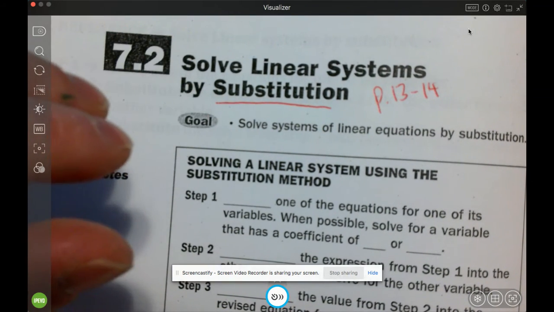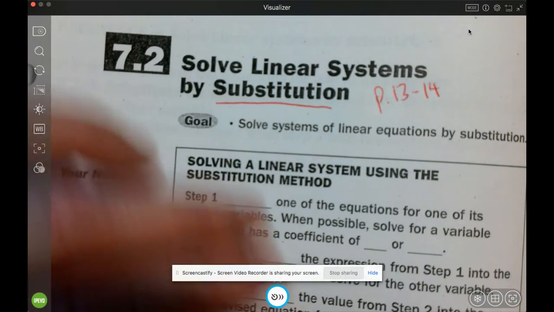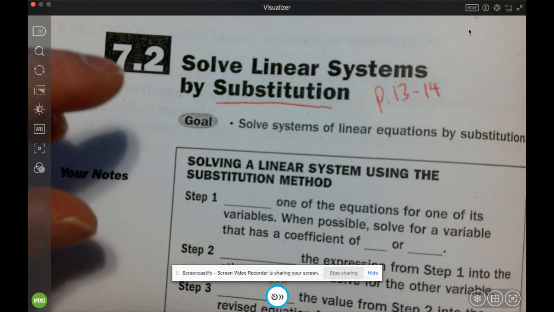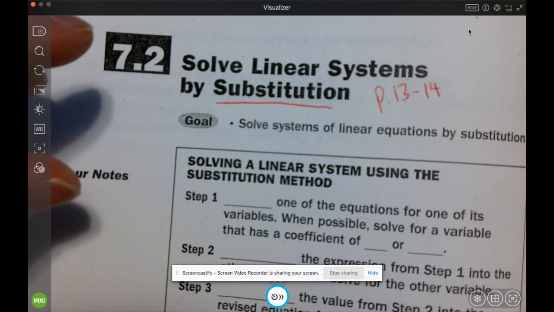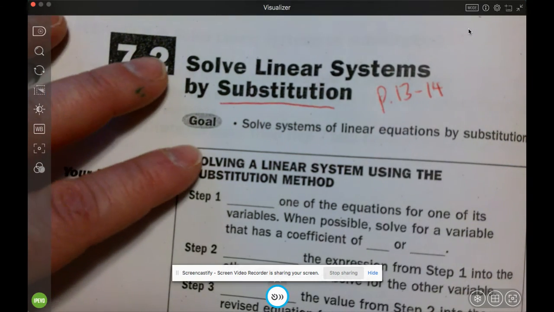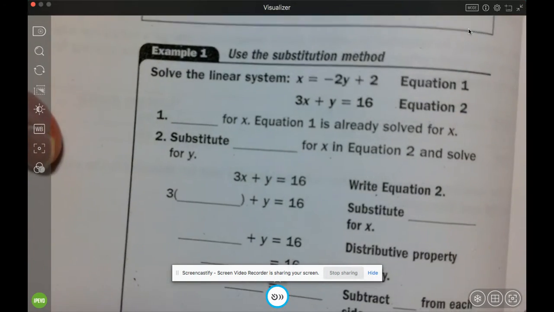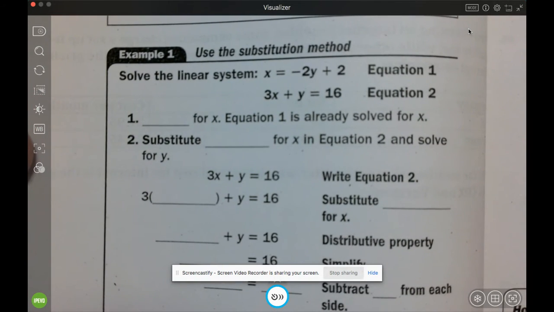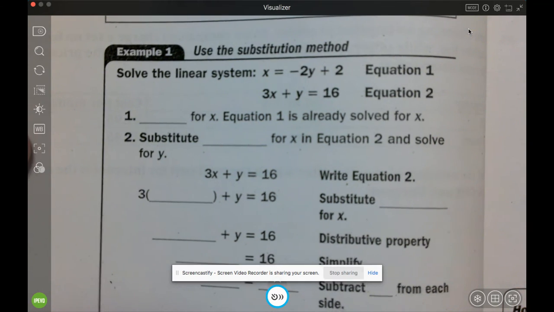So I'm going to do example 1 and example 2, and then make sure you're copying this into page 13 and page 14. And then when I see you again on Friday, we'll try some of the checkpoints. So we introduced the substitution method yesterday. When you're watching this, it'll be yesterday.